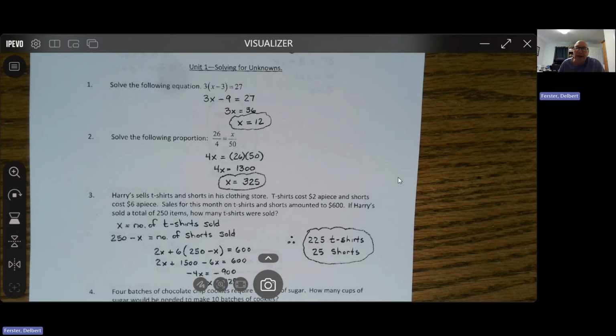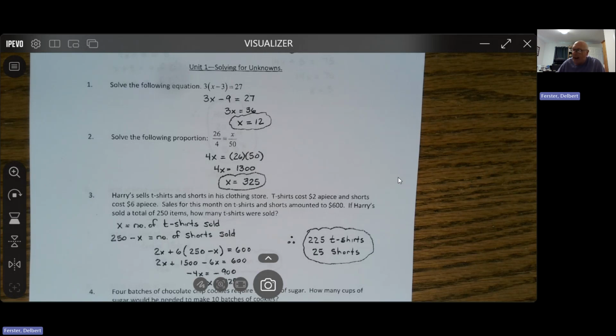Problem number 1 presents an equation for us to solve. Notice that we're going to take a look at distributive property. The 3 will multiply the x. It will also multiply the negative 3. It's a pretty clean look. 3x minus 9 equals 27. Add 9 to both sides. 3x equals 36. Quick divide by 3, and you got the first problem finished at a clean division for x equals 12. We're off and running.